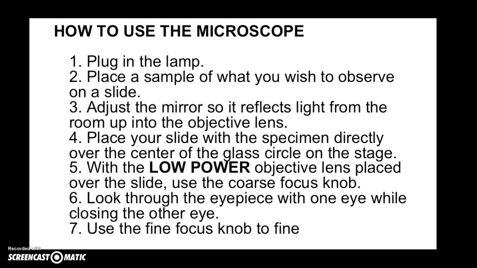How to use the microscope. 1. Plug in the lamp. 2. Place a sample of what you wish to observe on a slide. 3. Adjust the mirror so it reflects light from the room up into the objective lens. 4. Place your slide with the specimen directly over the center of the glass circle on the stage. 5. With the low-power objective lens placed over the slide, use the coarse focus knob. 6. Look through the eyepiece with one eye while closing the other eye. 7. Use the fine focus knob to find.